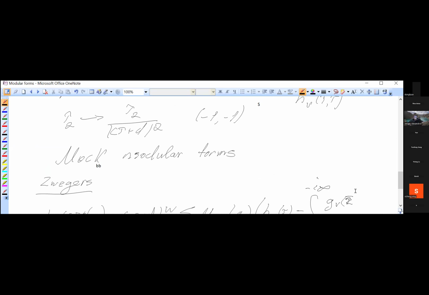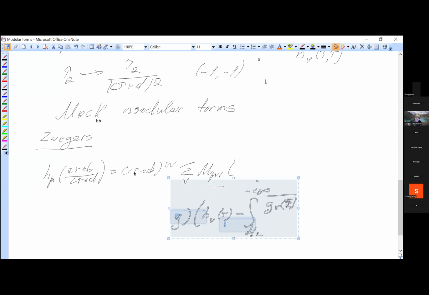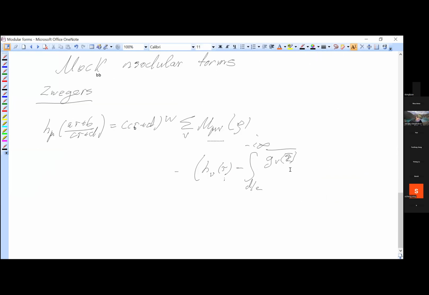Sergey, this part of your page is not visible, so it's okay. Okay, so it's an integral from what? Just one second, I will move it down. Okay, like this.